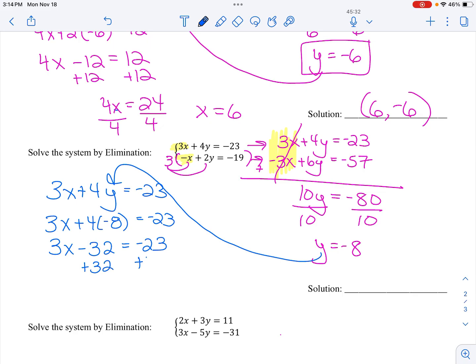Add 32, 3x equals 9. Divide by 3, x equals 3. So my solution is 3, -8. That is the point where those two lines would intersect.